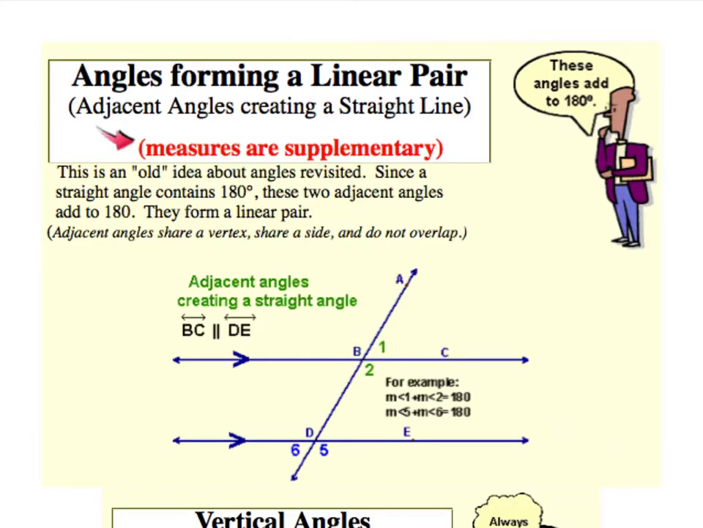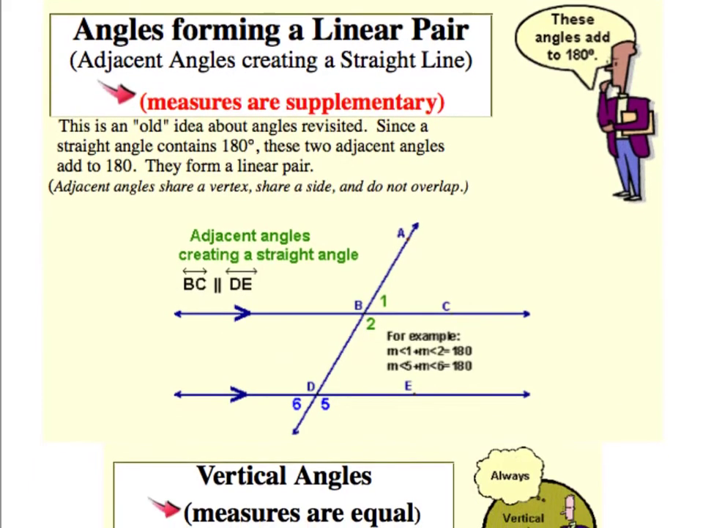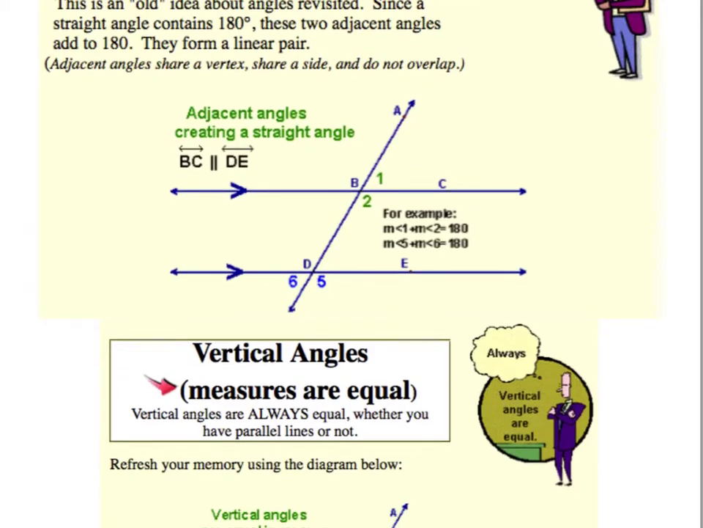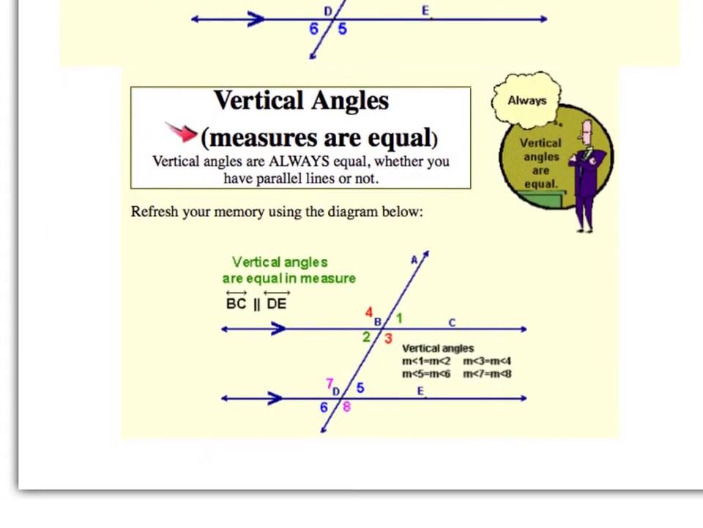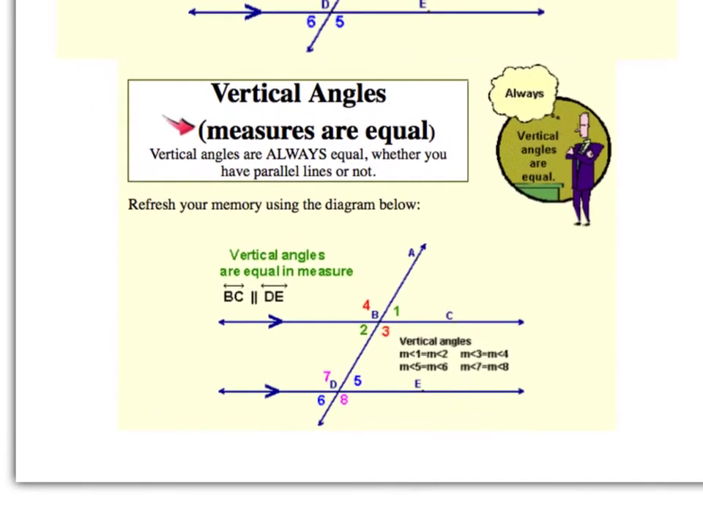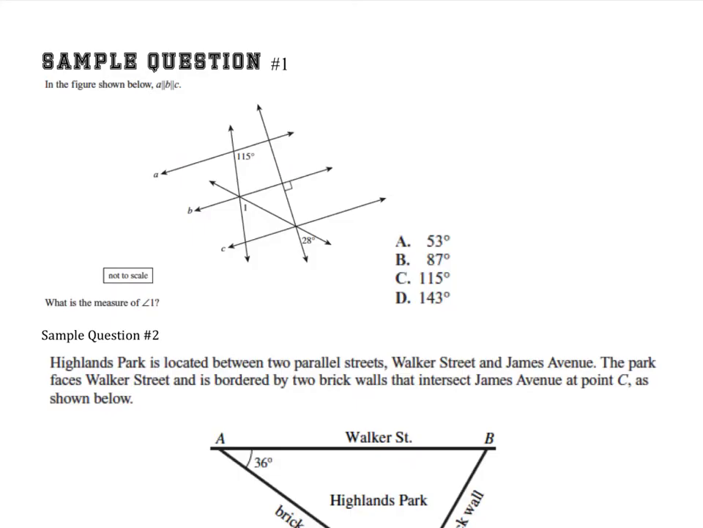Then we have angles forming a linear pair, and that means that they are supplementary. So like angle 1 and 2, they form together, they mesh together on a line. Angle 6 and 5 here are on a line as well. That's a linear pair. Vertical angles are the ones that are opposite each other in an X, and they are equal. So that's a lot of different information about the types of angles that are formed when two parallel lines are cut by a transversal.